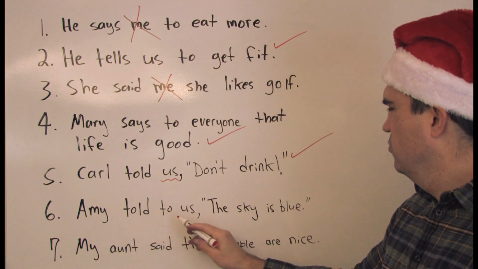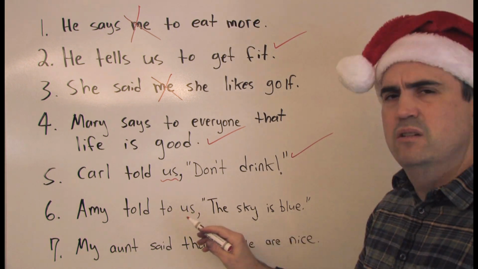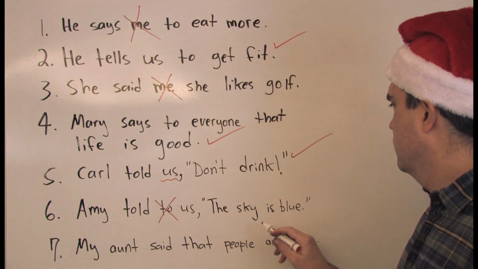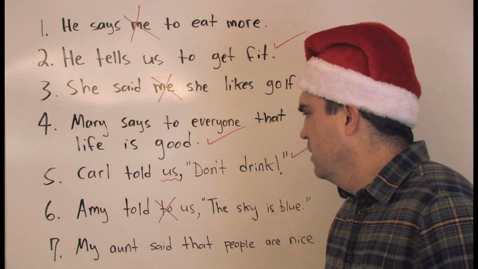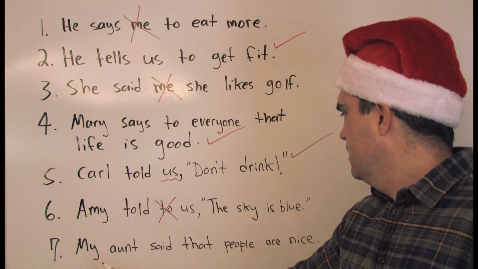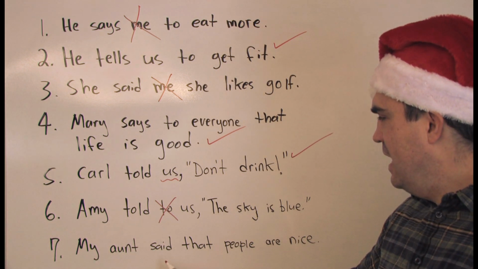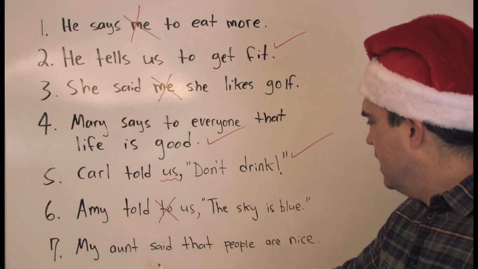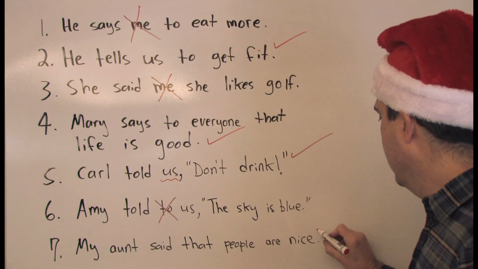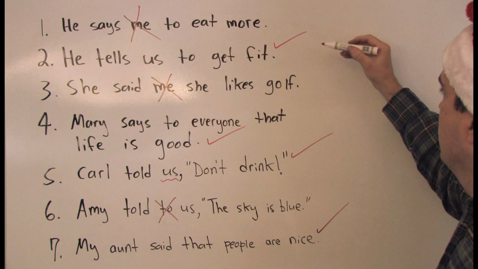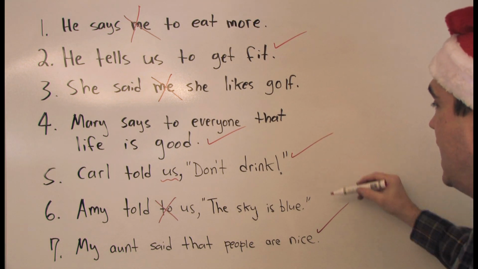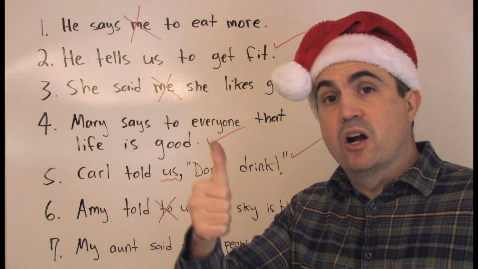Amy, no. We can't have the to here, right? So that one's wrong. Last one, number 7. My aunt said that people are nice. Say something. Yes, that is correct. Okay, so number 2, number 4, and number 5, and number 7 are correct.